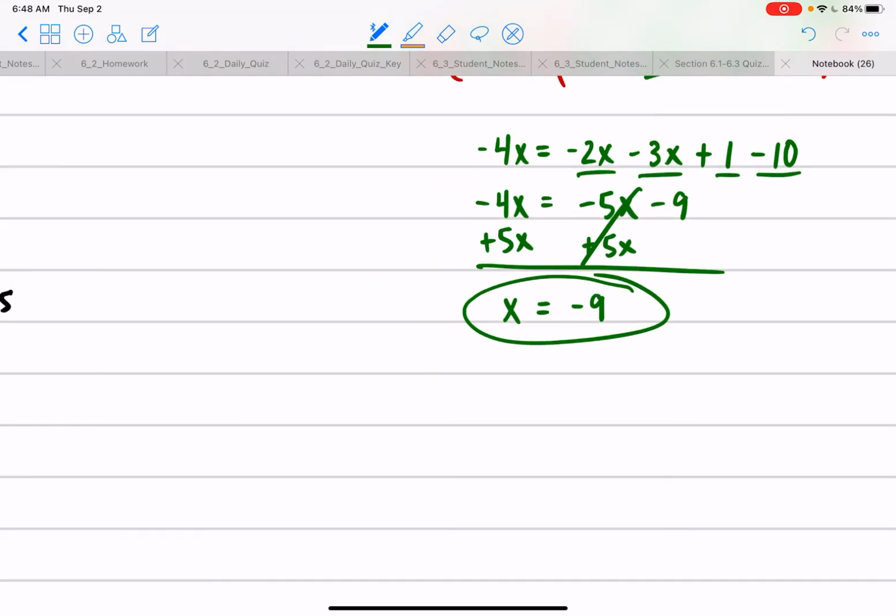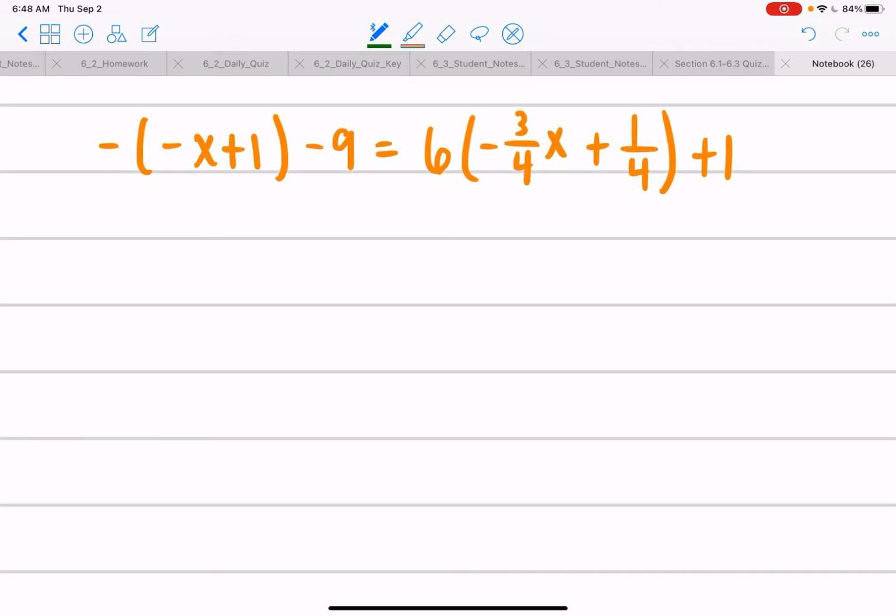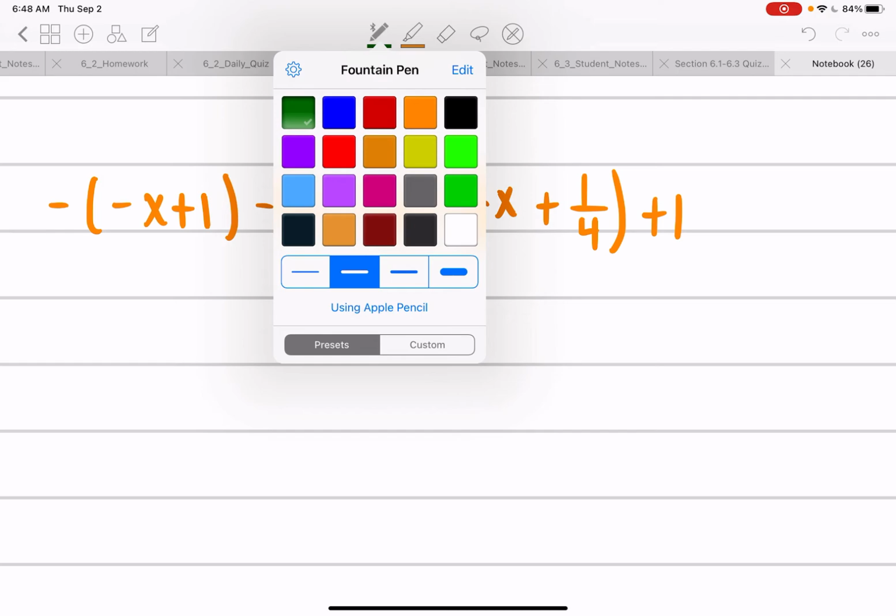Okay? All right, let's look at one more. If you guys feel good on this, by all means, you can go work on the DeltaMath. But if you're still like, ooh, I should probably look at one more, here you go.